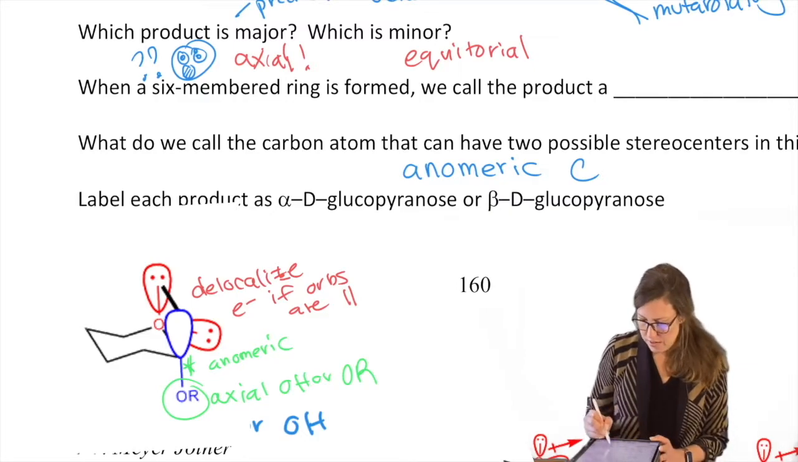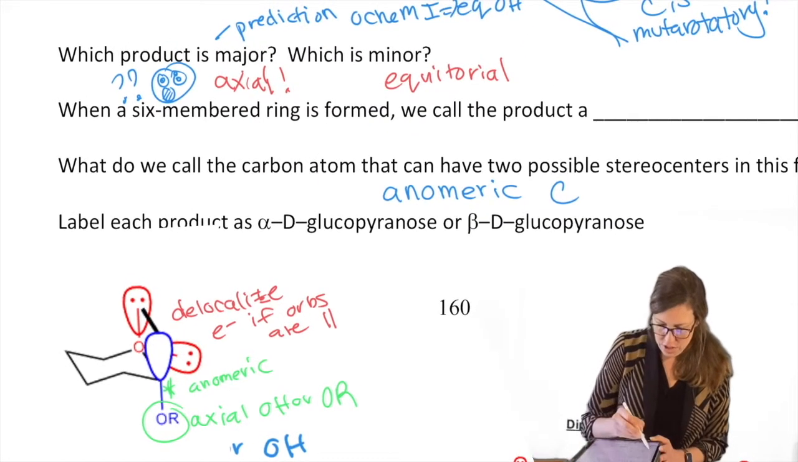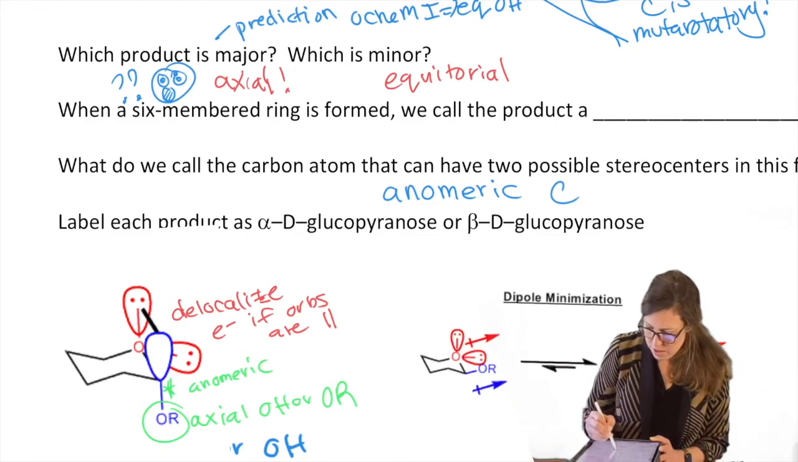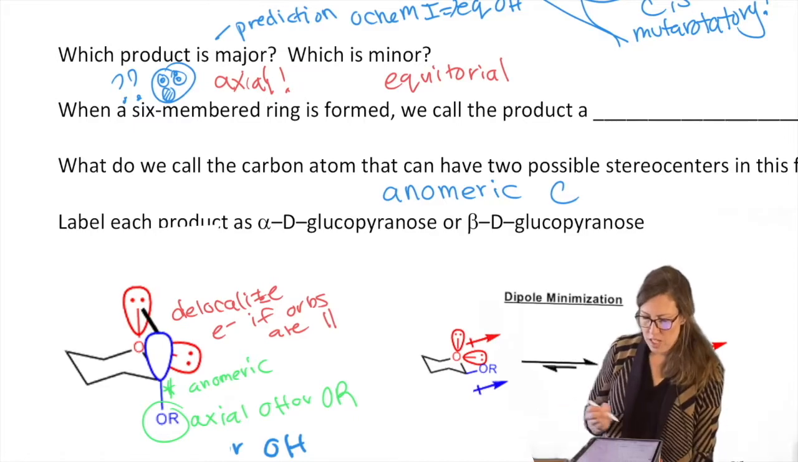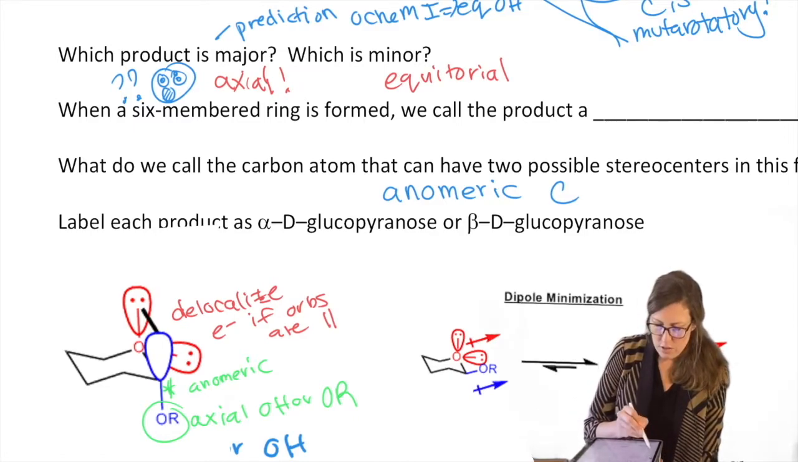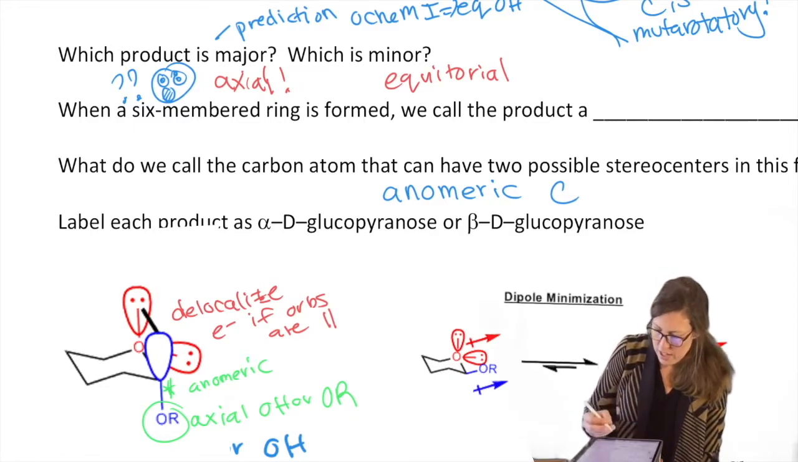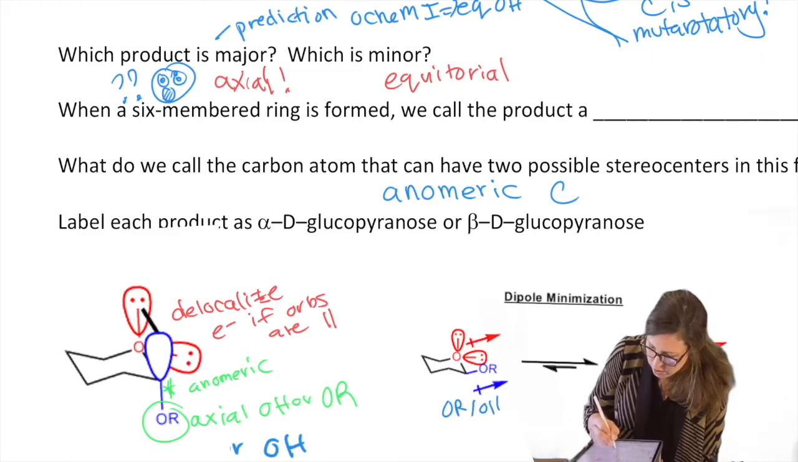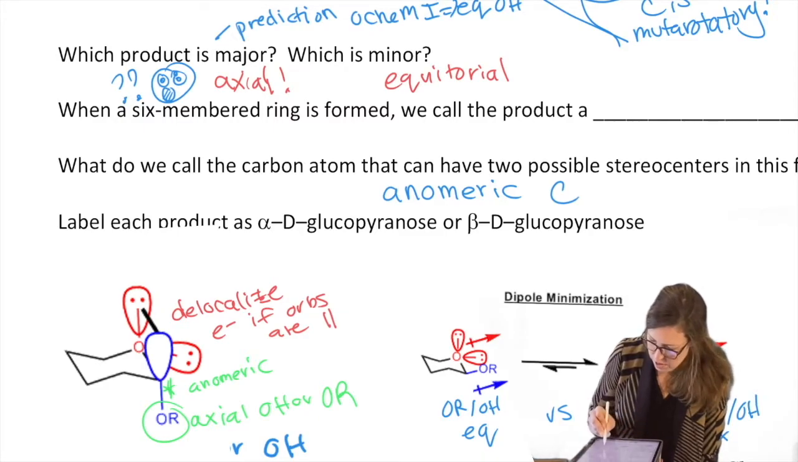Second reason, you can kind of see if you draw in the dipoles. So I have the chair here drawn. Feel free to draw it in, but it was a little bit more nicely drawn here. Here we have our group, the OR or OH equatorial versus OR, OH axial. Let me move it over.